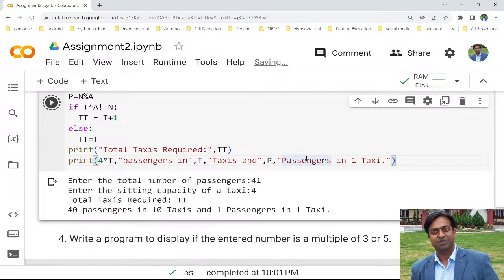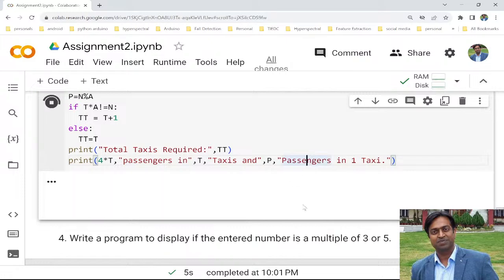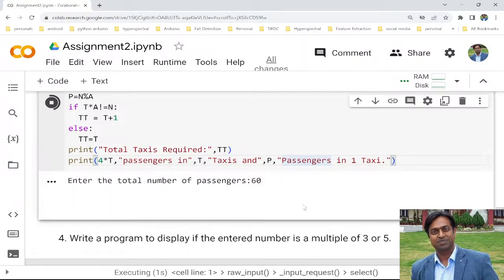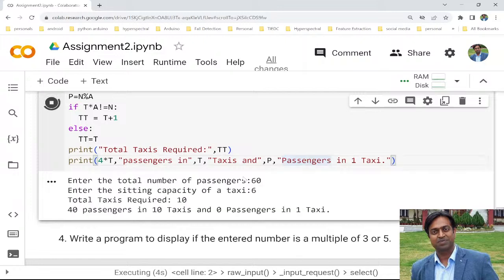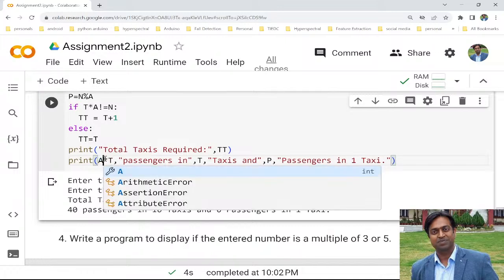If I again execute this, so 60 passengers, capacity is 6. So total 10 taxis are required, 40. Over here it is 4. It means instead of 4, what do I need to enter? Capacity. So it should be A. So capacity A into T.